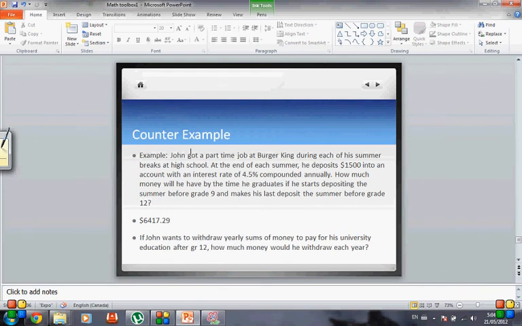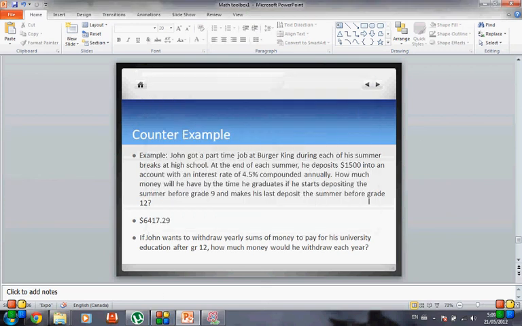to a counterexample. So we saw this example before for our ordinary annuity video. So let me just read it again. So if John got a part-time job at Burger King during each of his summer breaks at high school, at the end of each summer, he deposits $1,500 into an account with an interest rate of 4.5% compounded annually. How much money will he have by the time he graduates if he starts depositing the summer before grade 9 and makes his last deposit the summer before grade 12?